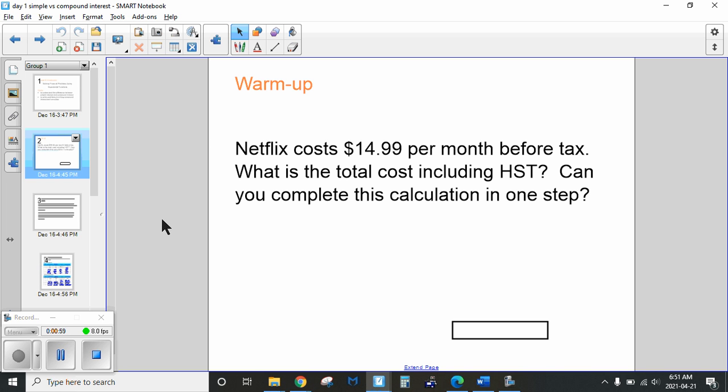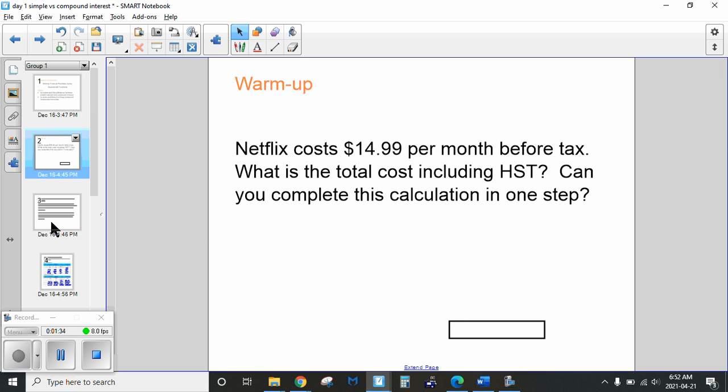So if you'd like, you can pause the video, give it a try on a rough piece of paper. I am going to move that little box in the corner and show the answer in a second. So if you don't want to see it yet, you can pause. The final answer there is $16.94. And this can be done in one step by multiplying by 1.13. All right, so I'm going to just hide that again.